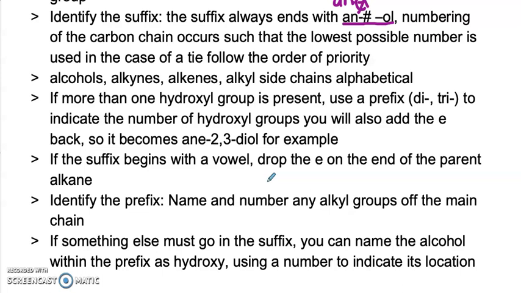It's not going to go in the suffix. If it's an alkane, which most of the time is what you're going to have, it's going to go in the suffix as an -al. But if it's not an alkane, so if something else must go in the suffix, you're going to name the alcohol in the prefix as hydroxy. It is somewhat confusing because it's called a hydroxyl group, but when we put it in the prefix, it's just hydroxy. There's no L at the end of it. And then we're going to use a number to indicate its location.